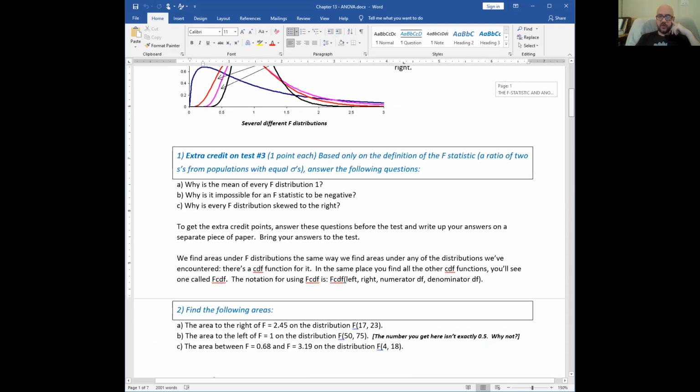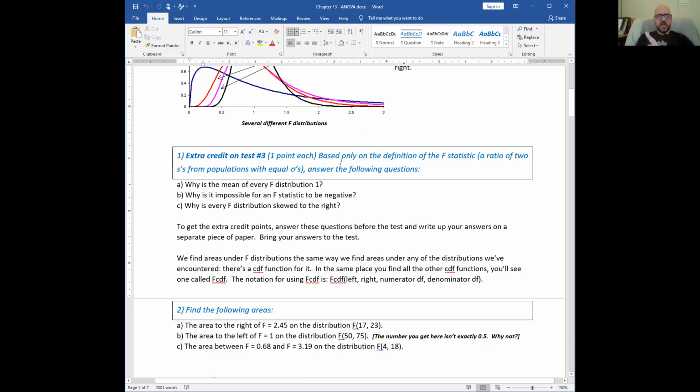Here is some extra credit for you on the third test. These are worth 1 point each. Do them before the test and show up with the answers ready to go on the test. I'm not going to put this on the test. You just have your answers ready and scan it in with the other pages.